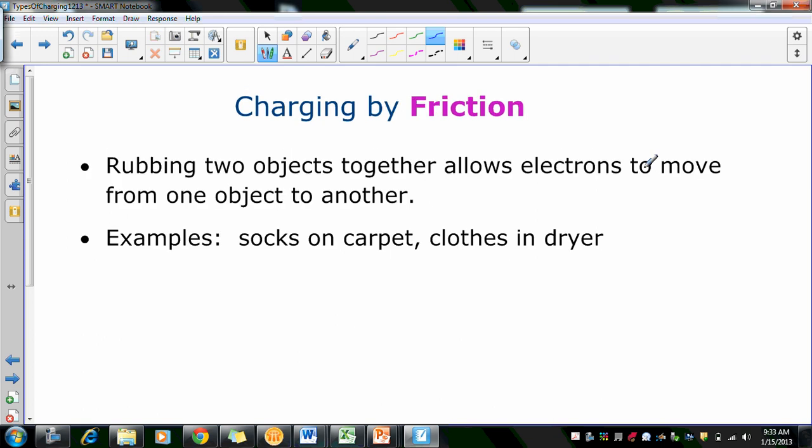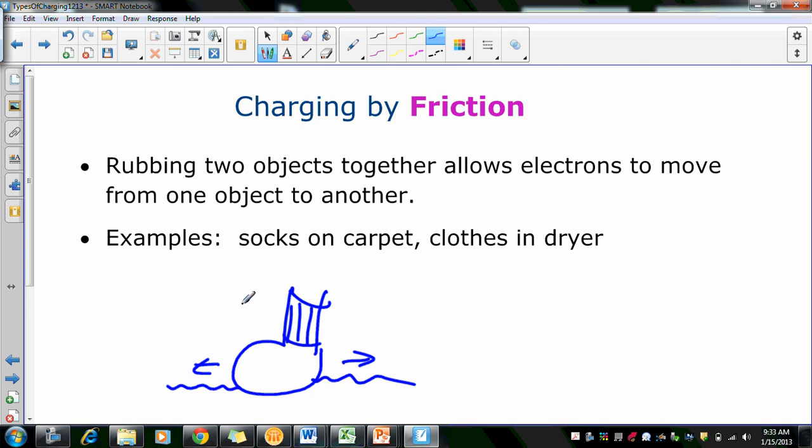So there's charging by friction, and this is where you're rubbing two objects together that creates those electrons moving. So let's see if I can draw this. So here is a foot in a sock. Okay, so here's our sock on carpet. And so we're rubbing our foot back and forth. What we're doing is we're causing the electrons in the carpet, let's say. So this is positive, negative, positive, negative. So making sure it's perfectly even.